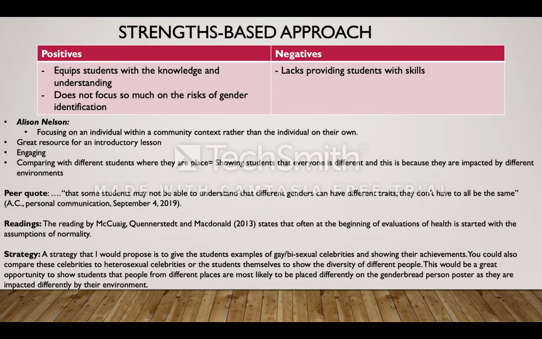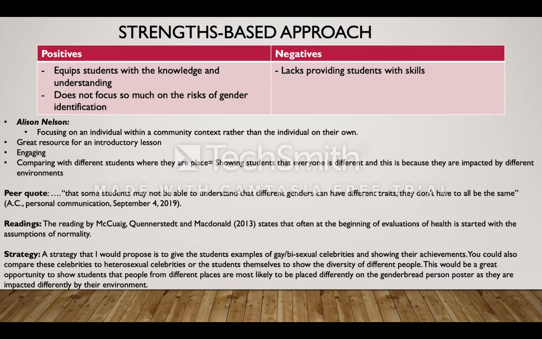Some students may refuse to participate due to their beliefs. It would be a good idea to inform parents what you will be educating their children about and the reasons why you are doing it. A peer mentioned that another barrier could be that some students may not be able to understand that different genders can have different traits. They don't have to all be the same.